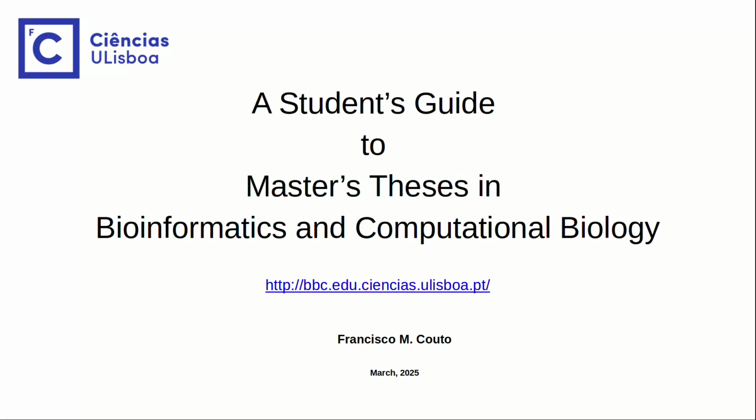Okay, so you want to know the secrets to writing a killer master's thesis in bioinformatics or computational biology, huh? Well, you've come to the right place. Get ready to dive deep. We've got this awesome guide that basically lays it all out. It's like having a roadmap to navigate this whole academic adventure.